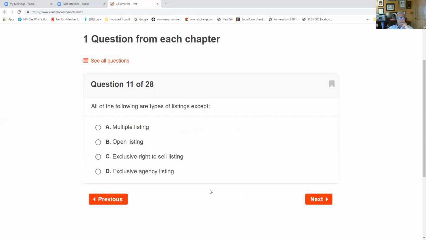Chapter 11, this is the chapter on listings. All of the following are types of listings except, well, a multiple listing is not a type of a listing. A multiple listing is merely a bulletin board where brokers cooperate by sharing the information about their listings. An open listing is a listing where it's given to many brokers at once, and whoever sells the property gets all the commission. An exclusive right to sell listing is a listing that no matter who finds the buyer, no matter who is the procuring cause of the buy side of the transaction, the listing broker still gets paid.